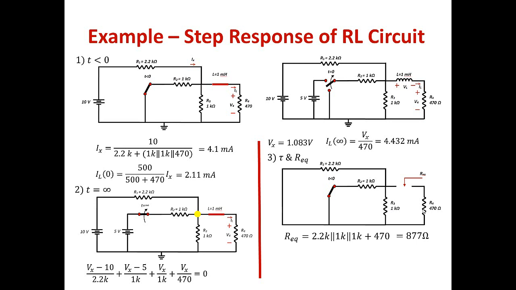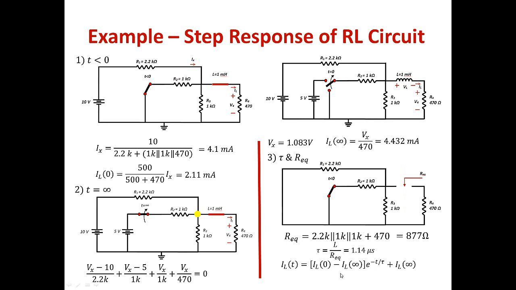Now we solve for R equivalent. We can solve for tau. Tau will equal L over R equivalent, and L is equal to 1 millihenry, then tau will equal 1.14 microseconds. Basically at this point we can solve for IL, because we know that IL of t will equal IL at 0 minus IL at infinity times e to the minus t over tau plus IL at infinity. I know what IL at 0 is, I know what IL at infinity is, and I know what tau is.